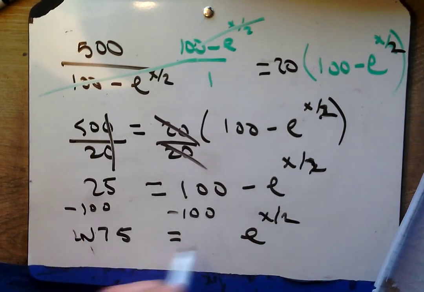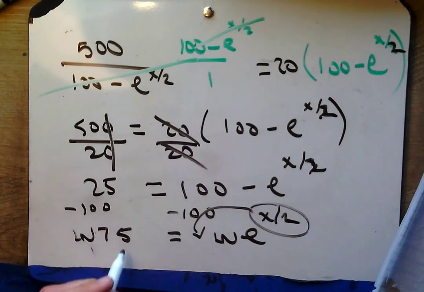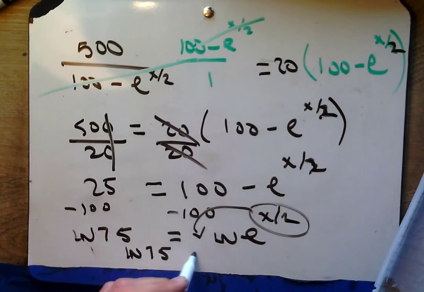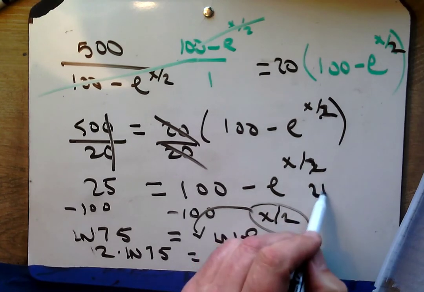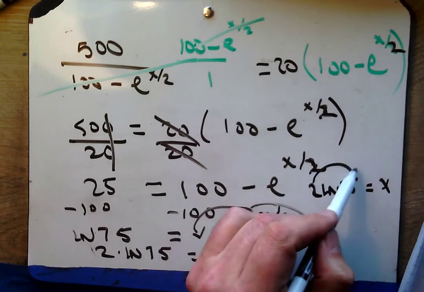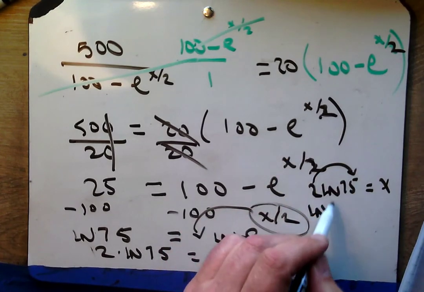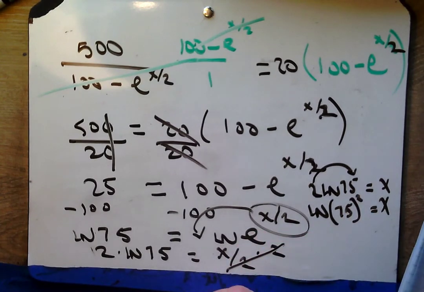That's right. You need to take the ln of both sides, and then you can bring this down. So now you'll have ln of 75 equals x over 2. We want to know what x is, so let's multiply both sides by 2. And so now I've got 2 ln 75 equals x. Of course, you could always power rule this and say ln of 75 squared equals x.